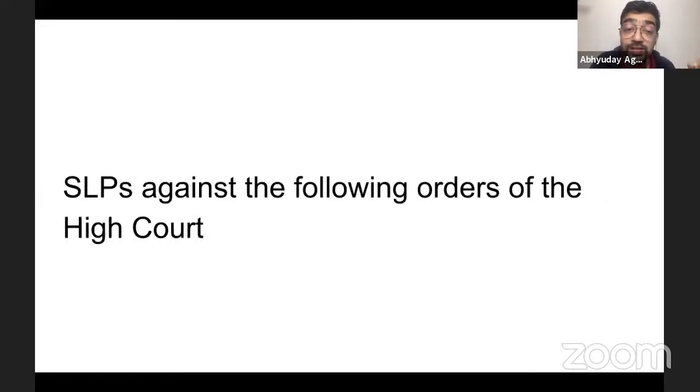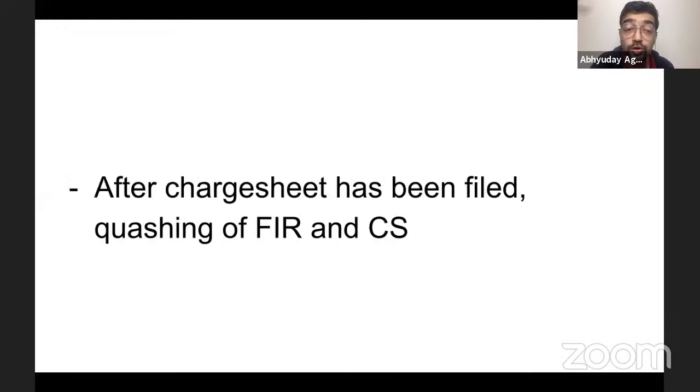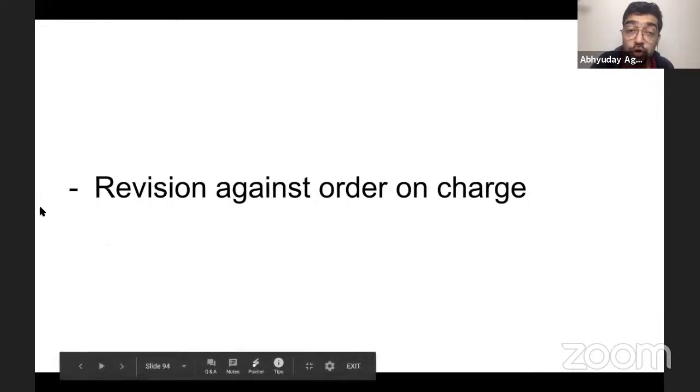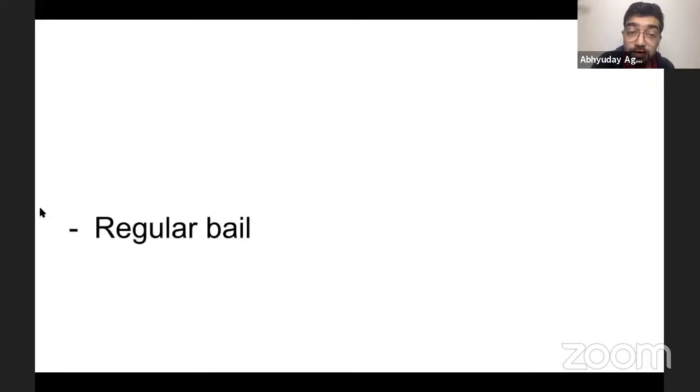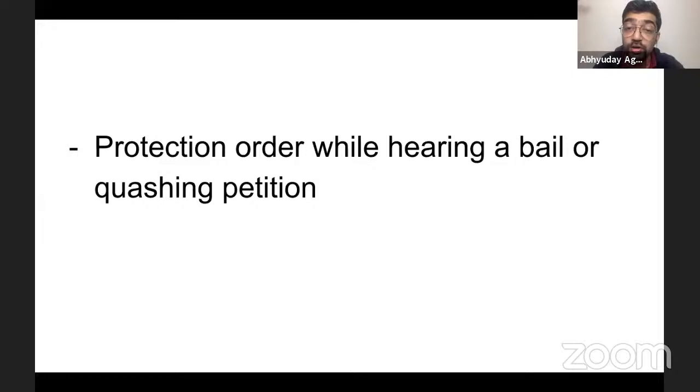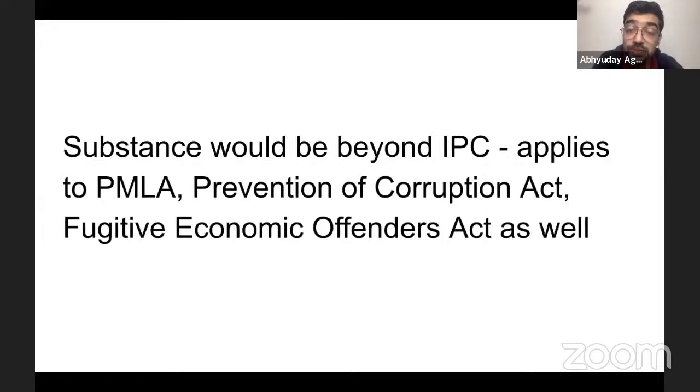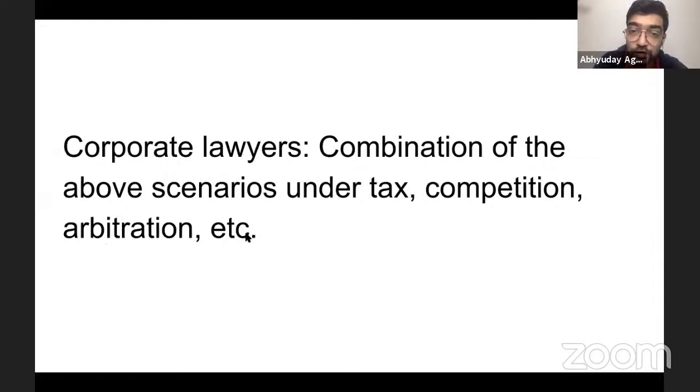Then there are SLPs against various orders of the High Court: quashing of FIR after the charge sheet has been filed, quashing of FIR and the charge sheet, revision against order on charge, anticipatory bail related matters, interim bail related matters, regular bail related matters. Those of you who attended my session would have seen that. Protection order while hearing a bail or a quashing petition. Okay, substance can go beyond IPC in criminal matters, whether you're doing the Prevention of Money Laundering Act, Anti-Corruption Act, Fugitive Economic Offenders Act, any of this.